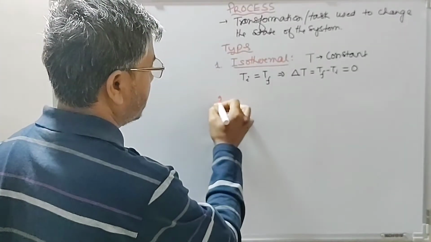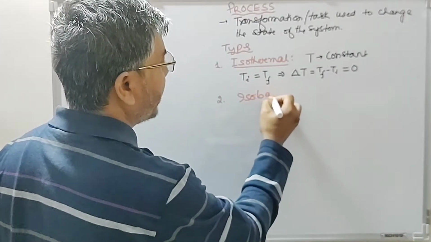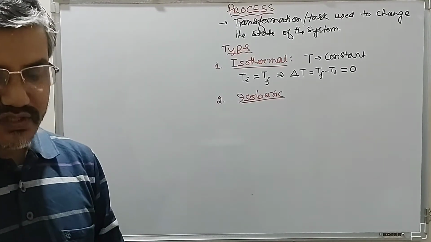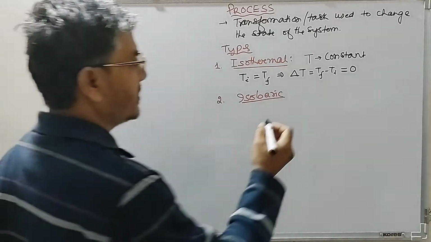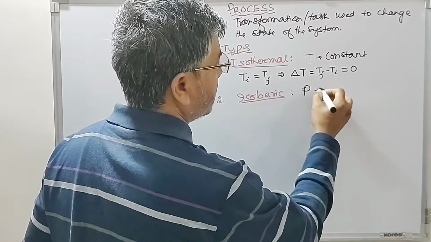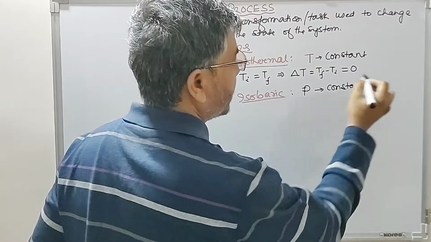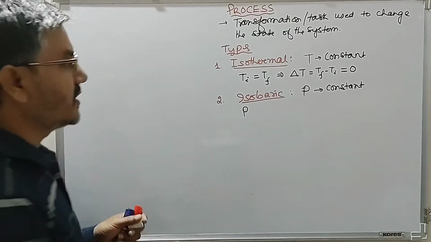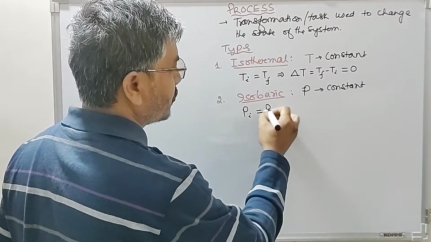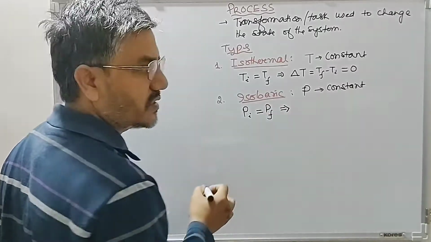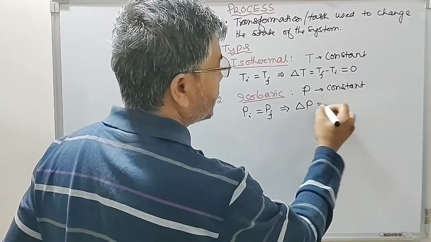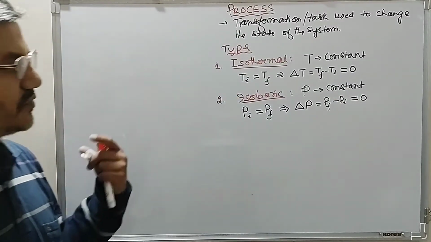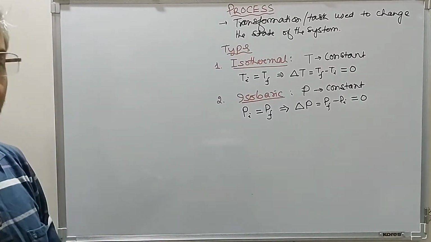Then we have the isobaric process. In an isobaric process, the pressure of the system remains constant. When the system containing an ideal gas changes from one state to another state, the initial pressure is always equal to the final pressure. If initial and final pressure remain the same, then delta P, change in pressure, which is defined as final pressure minus initial pressure, will always be equal to 0. So that process in which pressure remains constant is defined as isobaric process.